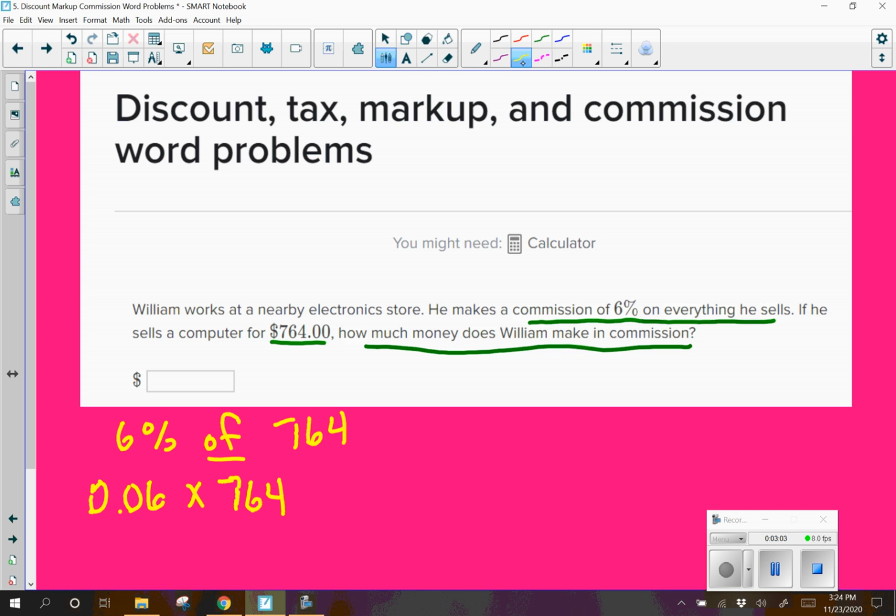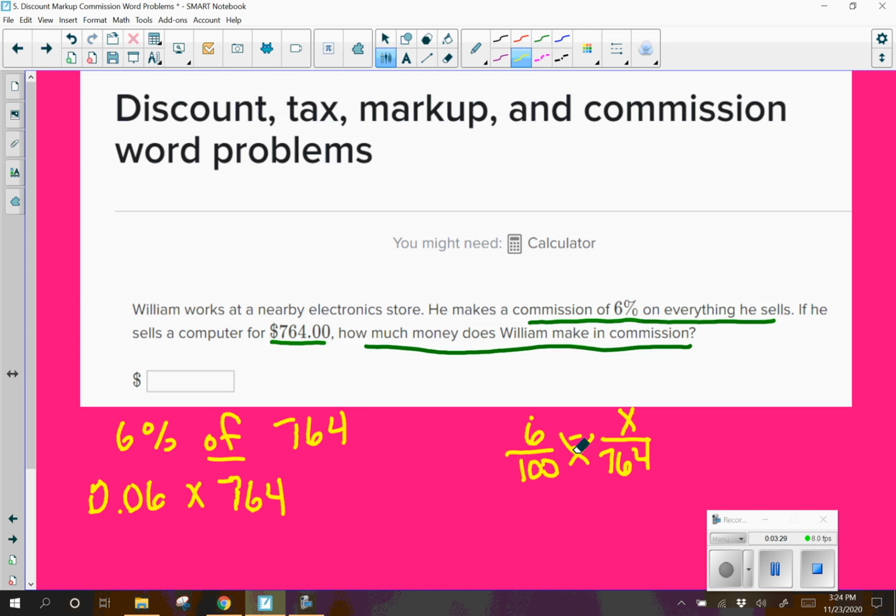If you prefer to use the proportion method, that's fine. Remember, that's percent over 100 equals your part over your whole, which in this case is over "of," so $764 would be our whole, and we're trying to find the commission, which is our part. So either method is fine. Remember, with the proportion method, you want to find your cross products and then solve for x.